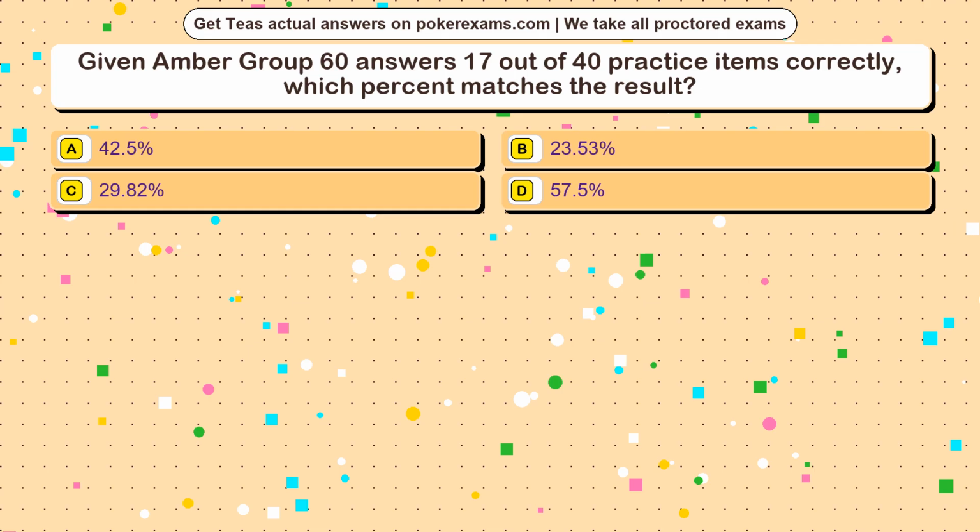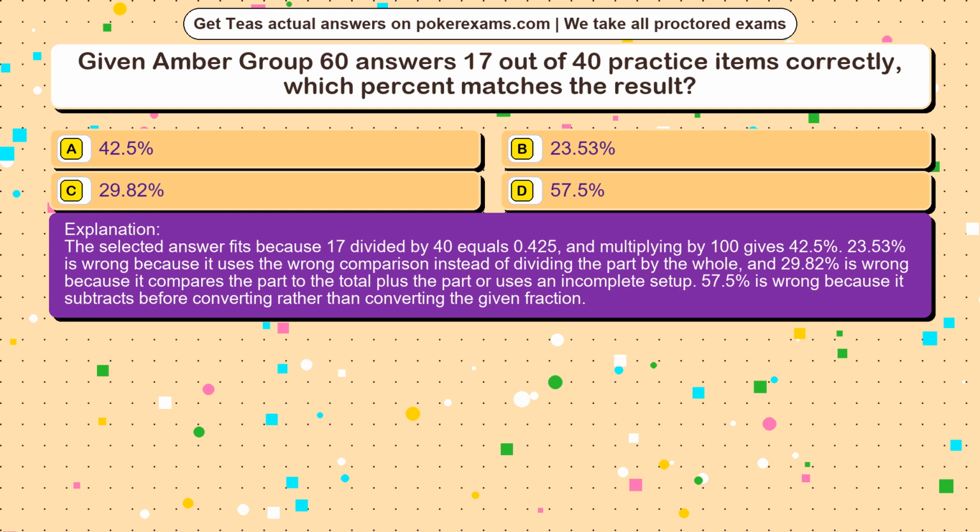The correct answer is option. The selected answer fits because 17 divided by 40 equals 0.425, and multiplying by 100 gives 42.5%. 23.53% is wrong because it uses the wrong comparison instead of dividing the part by the whole, and 29.82% is wrong because it compares the part to the total plus the part or uses an incomplete setup. 57.5% is wrong because it subtracts before converting rather than converting the given fraction.